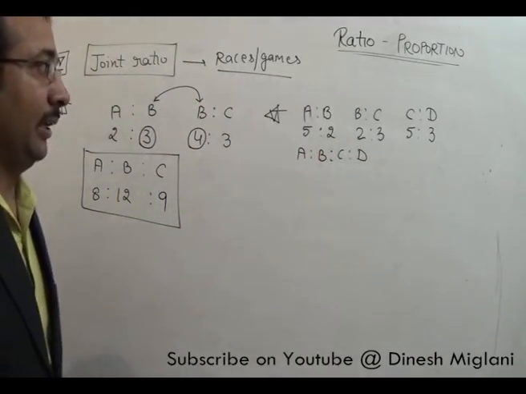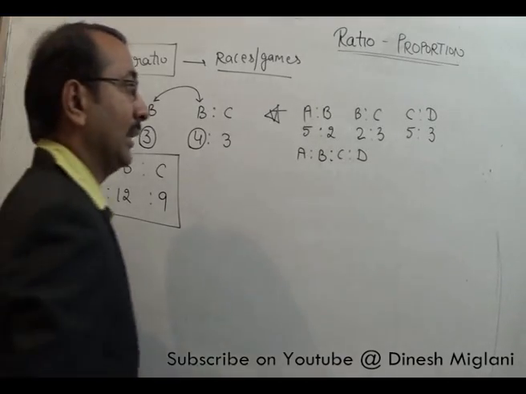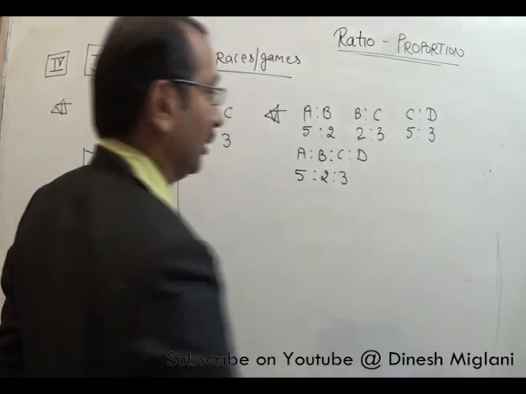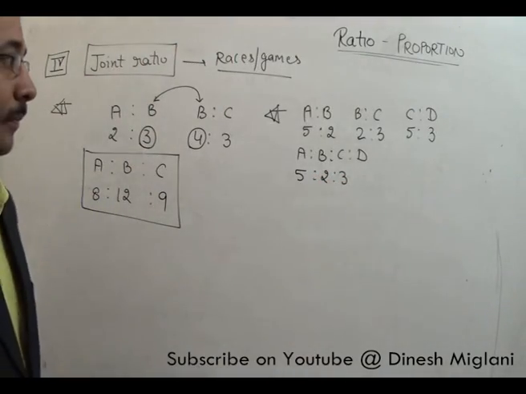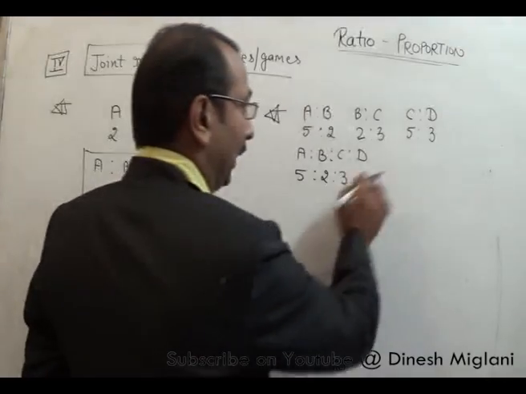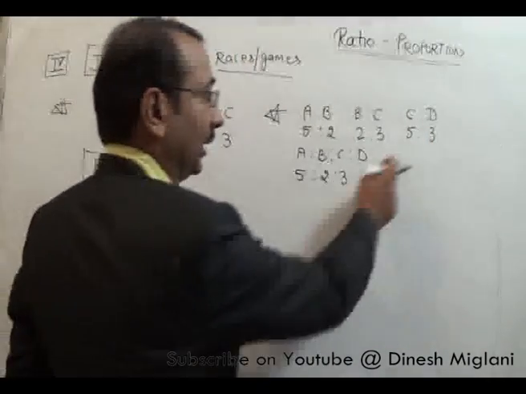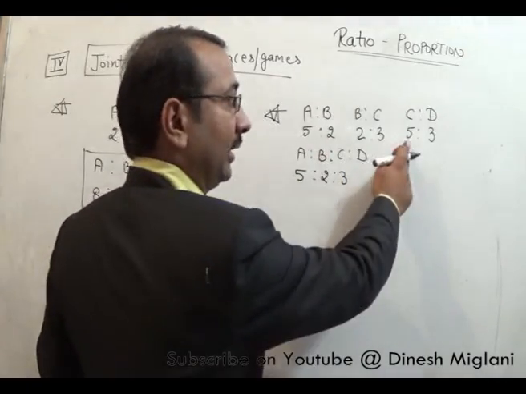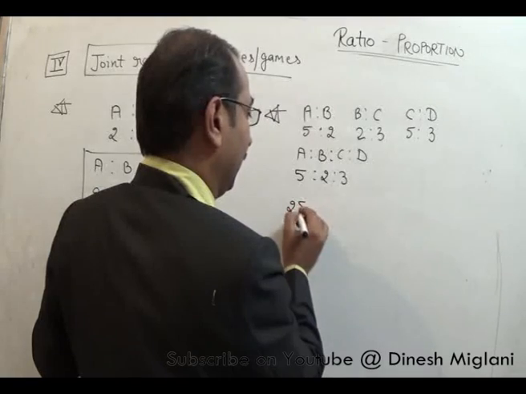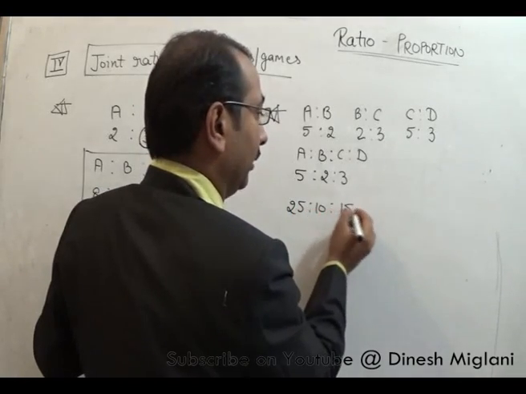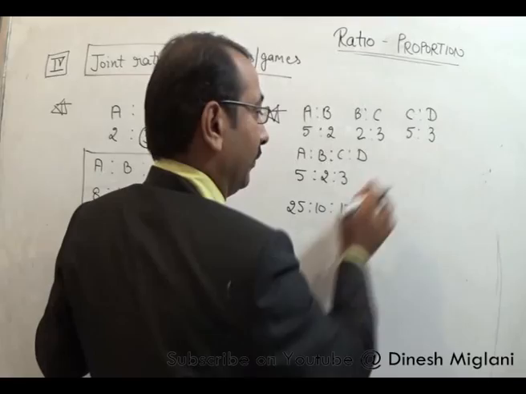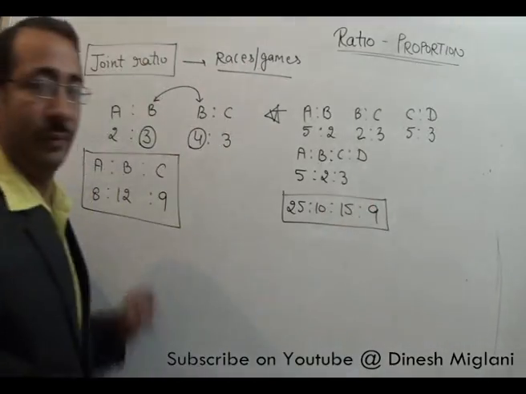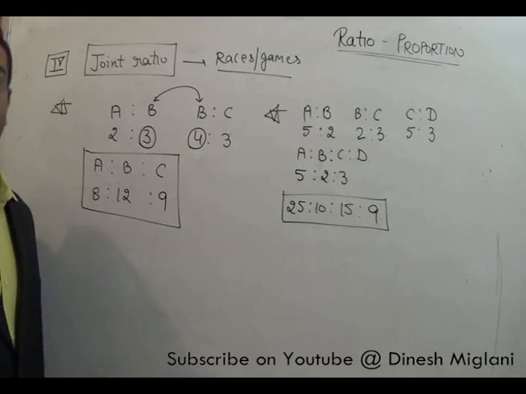Now when I have to find A ratio B ratio C, by chance these two are equal, so I can simply say A ratio B ratio C is 5 ratio 2 ratio 3. Now I have to combine this with C ratio D, it is 3 and 5. For making both equal, I have to multiply this by 5 and this by 3. So this would be 25 ratio 10 ratio 15, and multiply this by 3, 15 is equal, that would be 9. My answer would be 25:10:15:9, that becomes my answer.